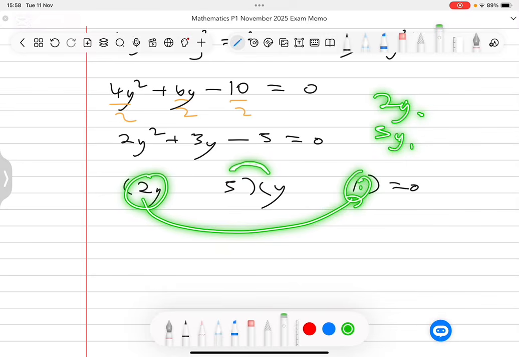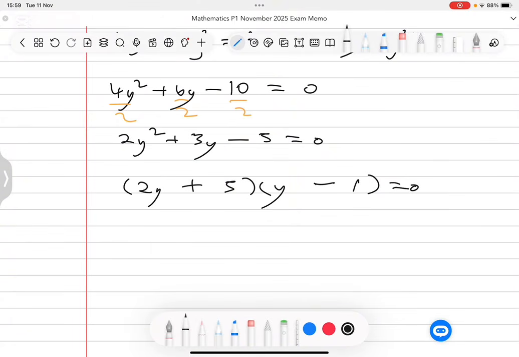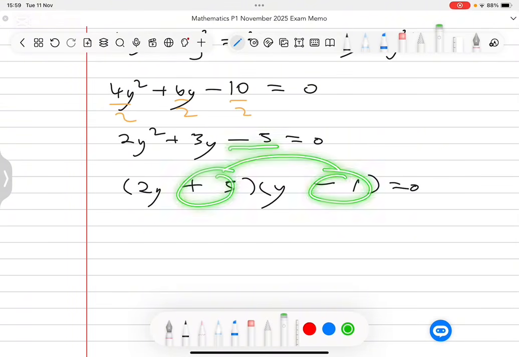And remember, I need to combine these two so that they give me a positive 3. For them to give me a positive 3, it means this has to be negative and this has to be positive. Because now if you say negative 2y plus 5y, you then get a positive 3y. But you must remember that this 2y was a result of the 1 here. It means here I'm going to have a negative and a positive here. And of course, if you multiply the 5 and the negative 1, it gives you negative 5. So those are my factors.